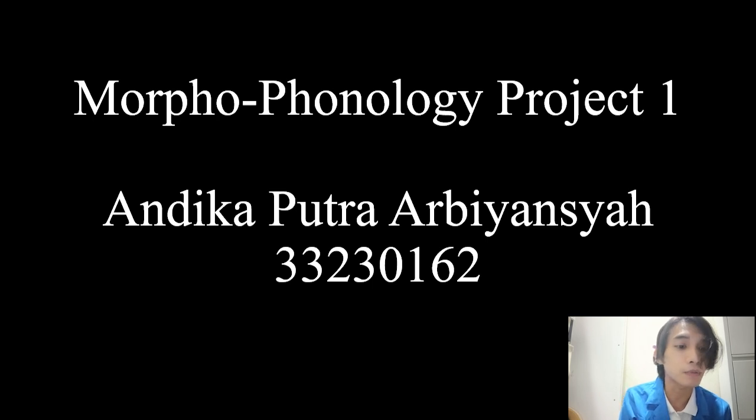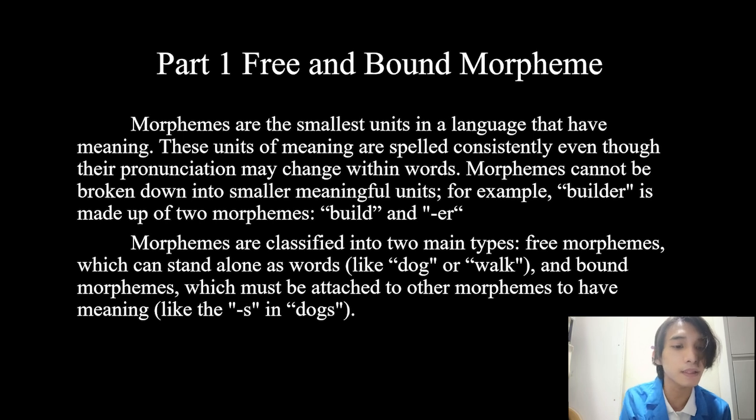For part 1, I choose free and bound morphemes, and I will explain about it. Morphemes are the smallest units in a language that have meanings. These units of meaning are spelled consistently even though their pronunciation may change within words. Morphemes cannot be broken down into smaller, meaningful units.